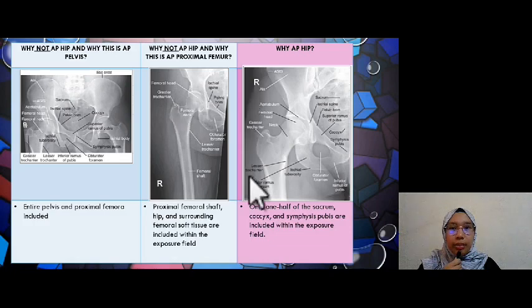And this is AP proximal femur. And why not AP hip? Because proximal femoral shaft, hip, and surrounding femoral soft tissue are included within the exposure field. And why do I say this is AP pelvis and not AP hip? Because the entire pelvis and proximal femora are included.